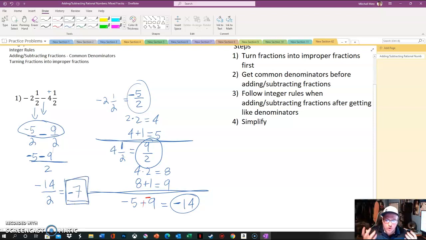And that is how you're going to add, or in this case subtract, mixed fractions. Again, follow these steps. Turn the fractions into improper fractions if they're mixed. Get a common denominator. This one already had a common denominator, so we didn't have to do that step. And then follow your integer rules when you're adding and subtracting, and then simplify. So we just simplified last.